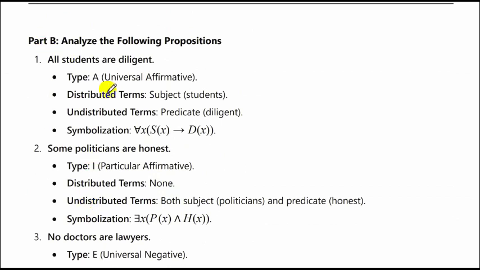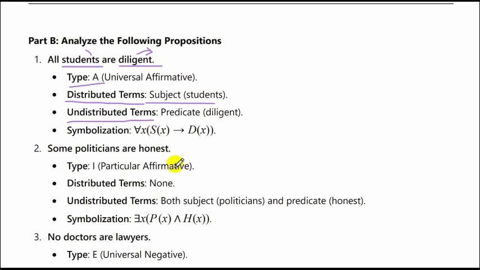Alright, now we are going to learn and understand distributed terms and undistributed terms. Distributed refers to all members in a class. So that is a distributed term. It applies to everybody in that class. It's getting distributed to everyone. So in type A, the distributed term is the subject, that is students. In this case, students is distributed. Diligent is the predicate, and it is an undistributed term, because you cannot reverse it.